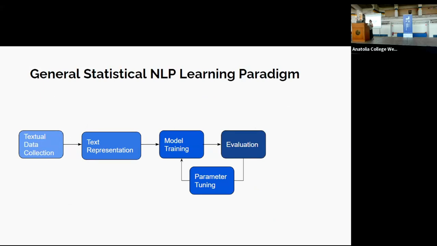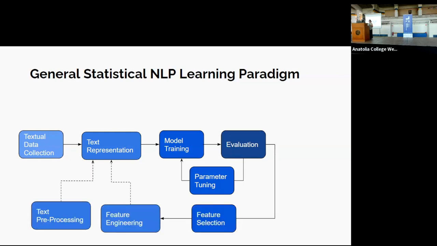Basically, the general learning paradigm in NLP has been that you have some corpus of textual data, you present it in a way that can be fed into an algorithm that trains a model, and then you evaluate model performance. You can keep a part of your data for an intermediate evaluation, your development data set, to further tune the parameters of the model. That's basically been the general statistical NLP learning paradigm.